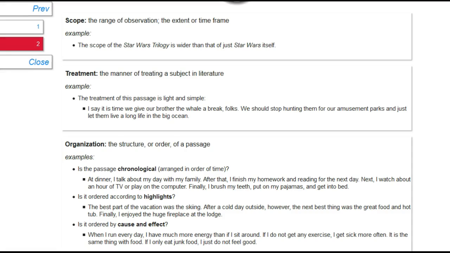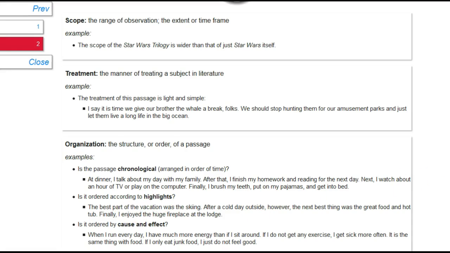At dinner, I talk about my day with my family. After that, I finish my homework and reading for the next day. Next, I watch about an hour of TV or play on the computer. Finally, I brush my teeth, put on my pajamas, and get into bed.